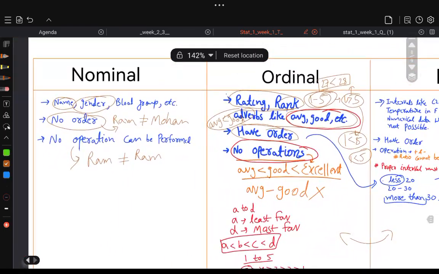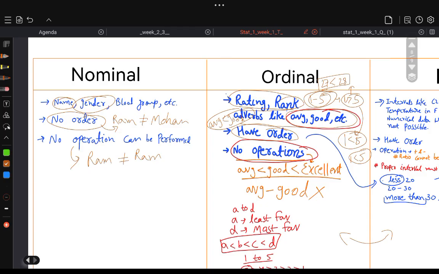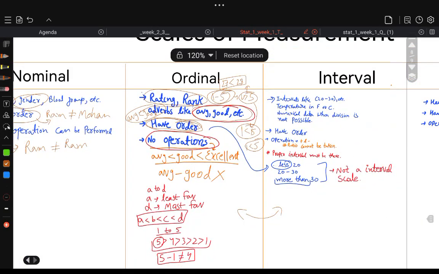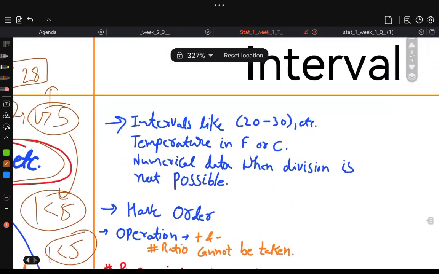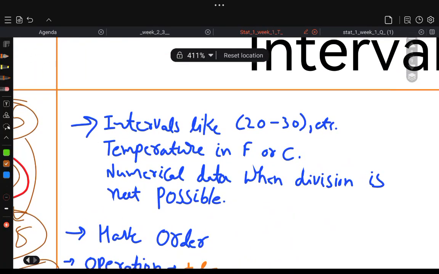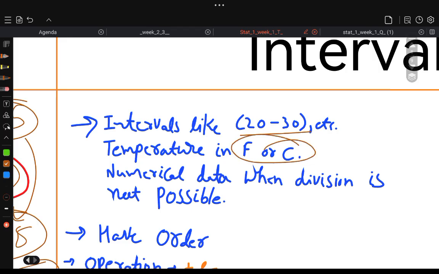So basically the difference between nominal and ordinal is that the first one doesn't have any order and the later one has an order. And now comes the interval one. Interval, as its name suggests, is used whenever the data is given in numerical and interval form, like 20 to 30 etc. Temperature in Fahrenheit and Celsius, not Kelvin, falls here. Kelvin is the absolute scale, but Fahrenheit and Celsius come under the interval scale, as we will be seeing later why it comes under the interval scale.